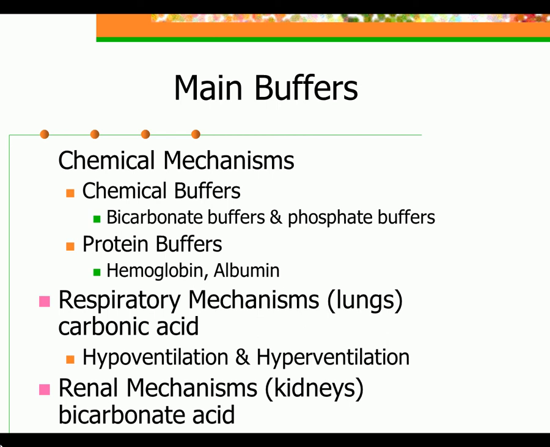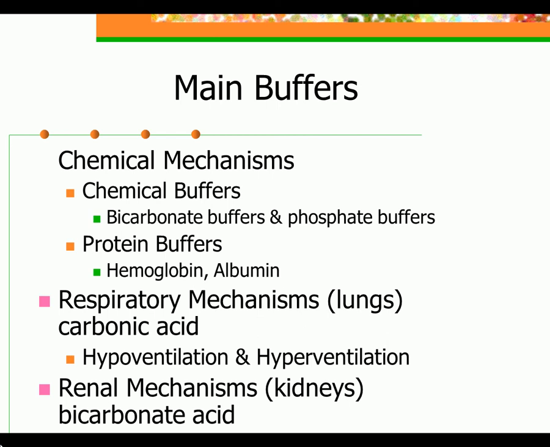All of these buffers act readily and provide an immediate response to changing conditions, but they can only handle very small fluctuations in hydrogen ion production or elimination. So unless it's a very minute thing, your chemical buffers are not going to be of much help. Therefore, your main buffer systems are going to have to kick in, and that is your carbonic bicarbonate buffer system. And you should have been thinking kidneys and lungs.